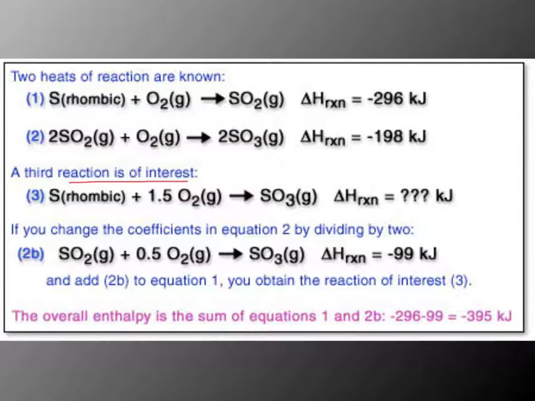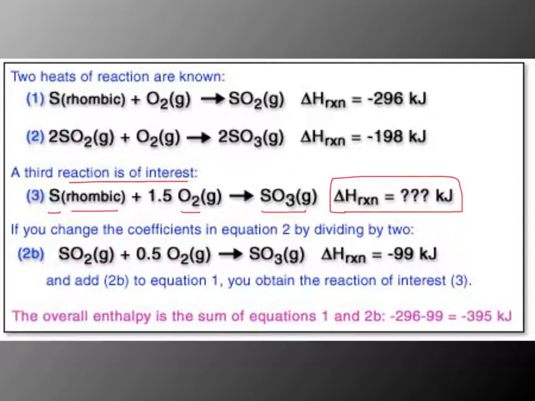What happens if we use sulfur in the crystalline rhombic form and add to it some oxygen and make sulfur trioxide? How much energy would be involved? How much energy would change? What would be the enthalpy change for that reaction? Is it endothermic or is it exothermic?